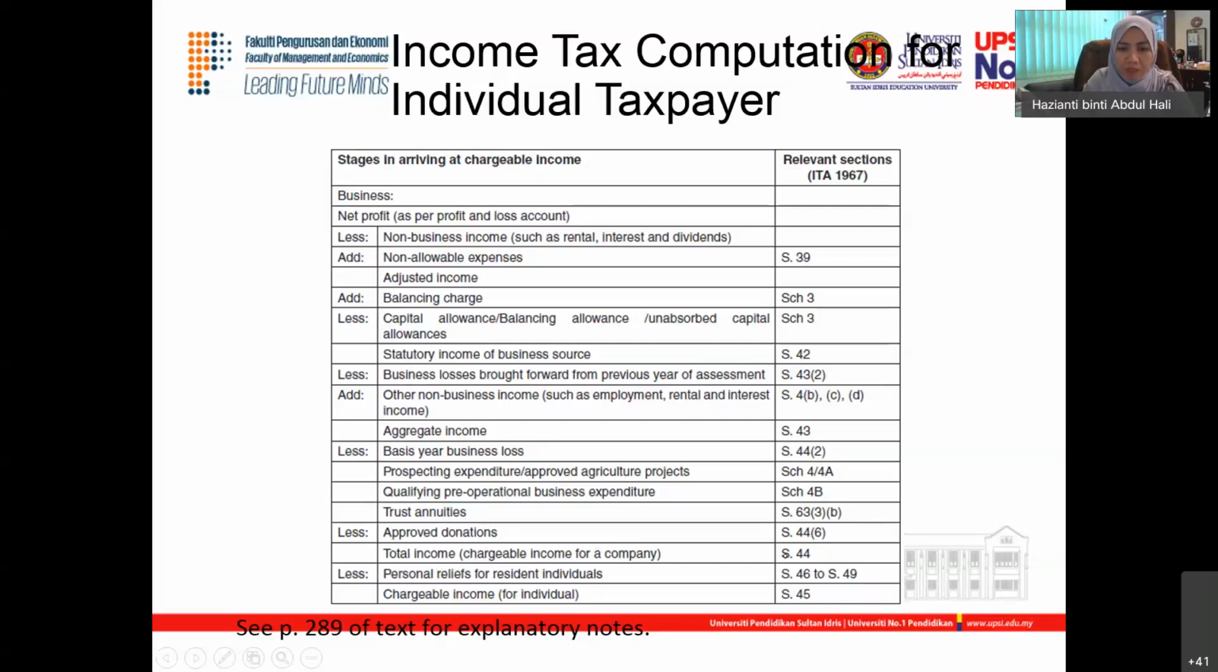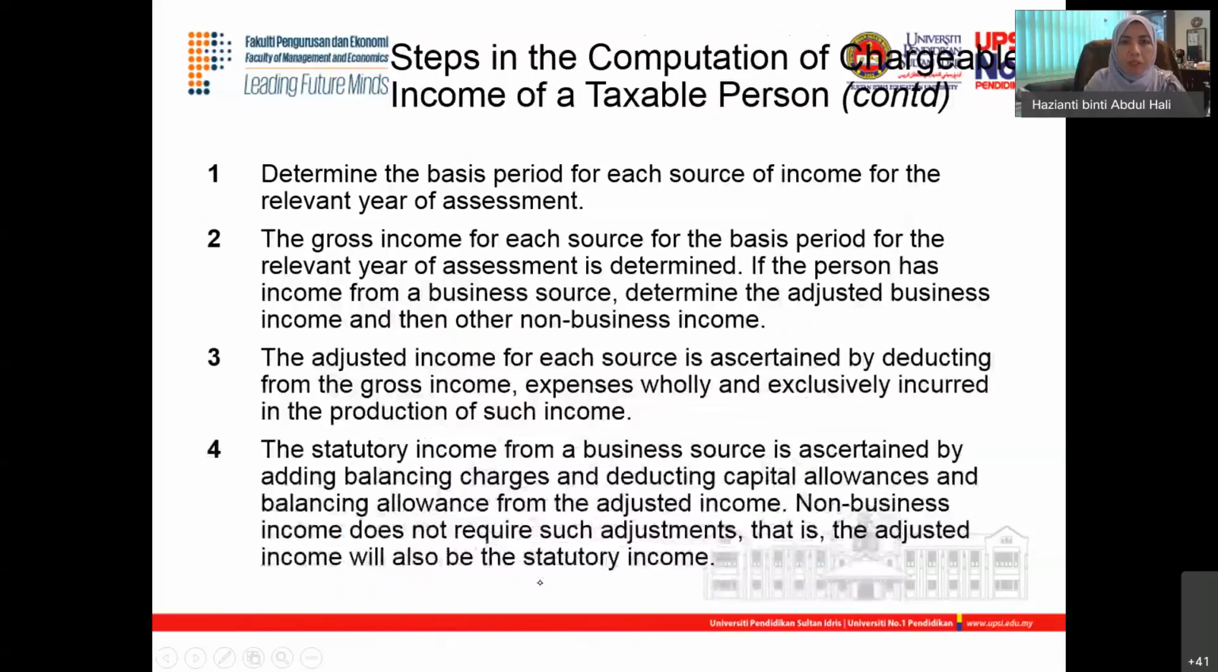Total income dia habis dekat sini. But for a person, for an individual, lepas total income dia dapat personal relief. Dan baru dia dapat untuk chargeable income. So this is the steps.